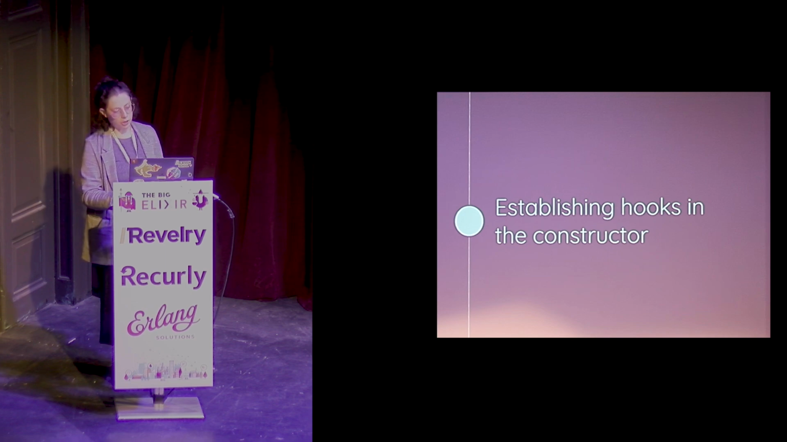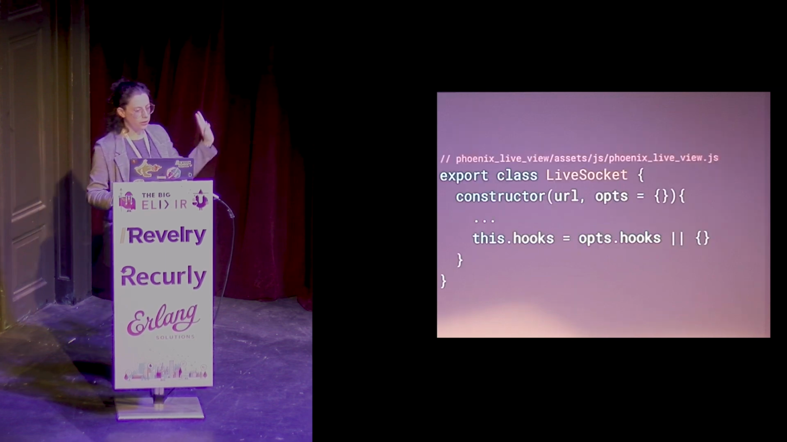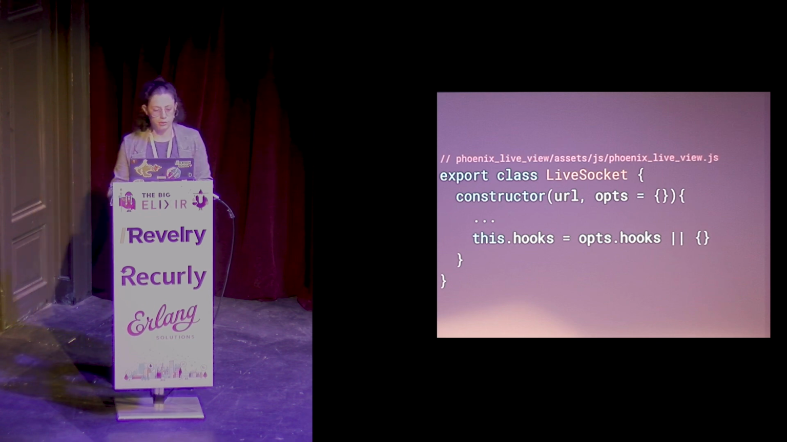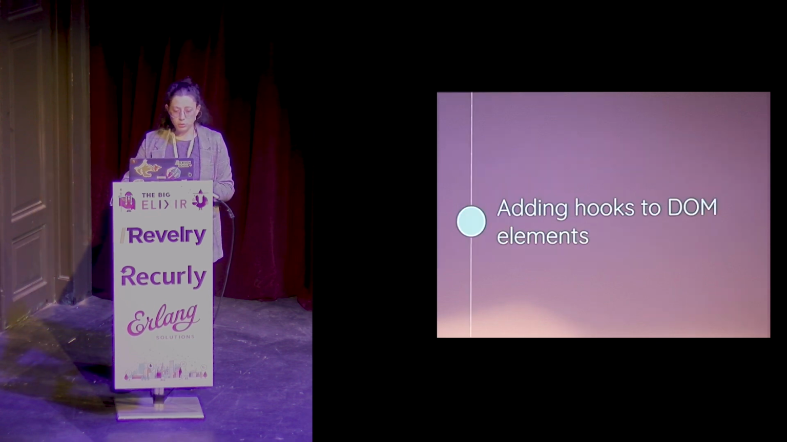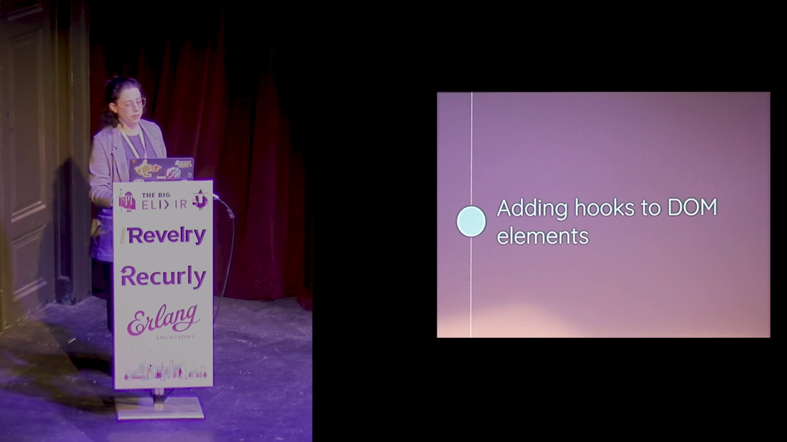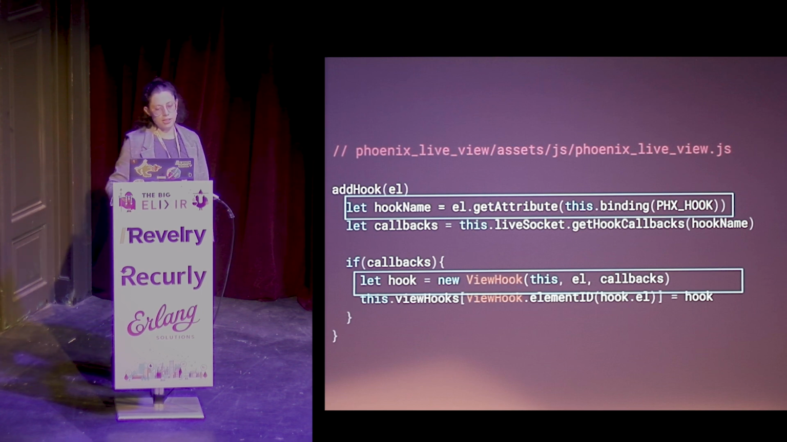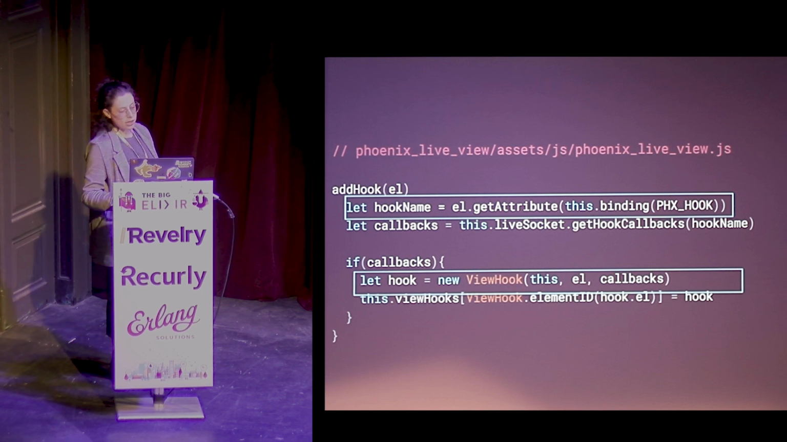All right, establishing hooks in the constructor. Super, super simplified look at LiveView's live socket constructor function. We can see that this.hooks is set to the hooks object that we passed into our LiveView socket's initialization. So later, the hook callback functions we defined are mapped to the DOM elements that define Phoenix hook bindings. Again, very, very simplified version. We see that what's happening here is that we're looking up the Phoenix hook on the DOM element.